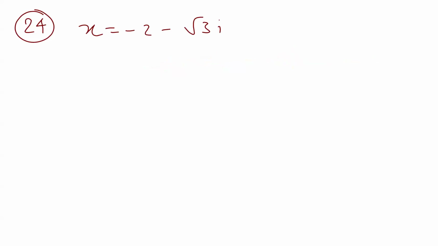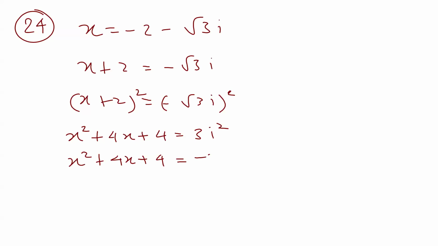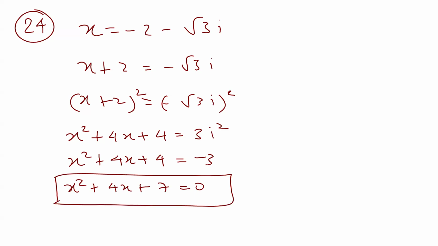So x is equal to minus 2 minus root 3i. Now first we'll separate the real and imaginary parts, the real terms on one side, imaginary terms on one side. And after separation, you have to square both the sides. Minus root 3i the whole square. So x square plus 4x plus 4 is equal to 3i square, which is minus 3. So x square plus 4x plus 7 equal to 0. Equation number 1.